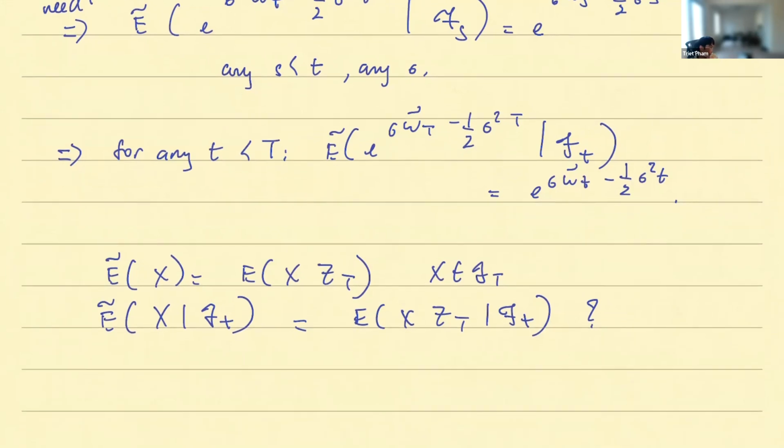Anyone? I think not, because Z of capital T is defined on the filtration of capital T. Sure, but I don't hear an explanation. If you say that, you're just repeating the property of Z. Why does that mean that it cannot be true?